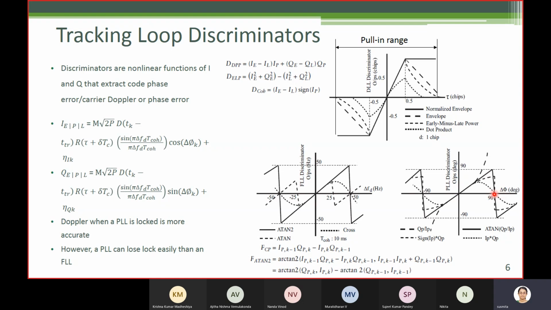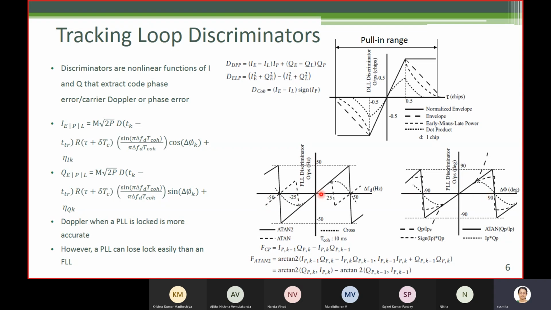So if delta phi is more than a quarter cycle, the loop is not locked. In this case, the pulling range is within a quarter cycle. It is plus minus 2 pi by 4, 45 degrees. Sorry, plus minus 90 degrees. In other words, it is within half a cycle. Sorry, within a quarter cycle.